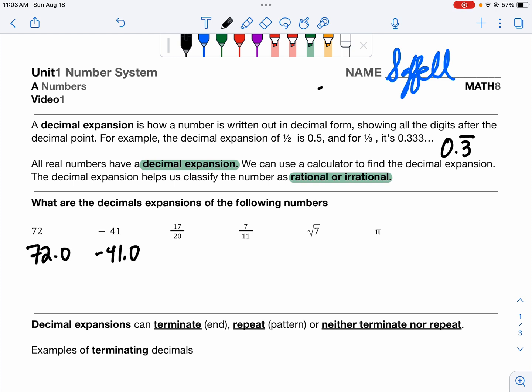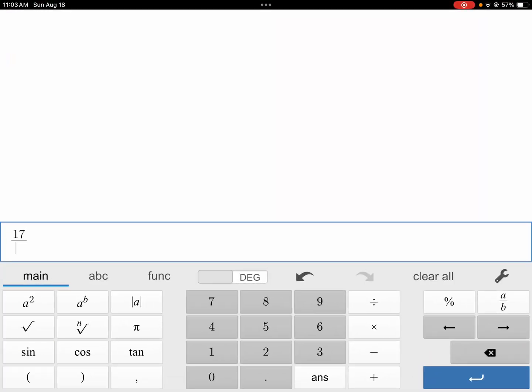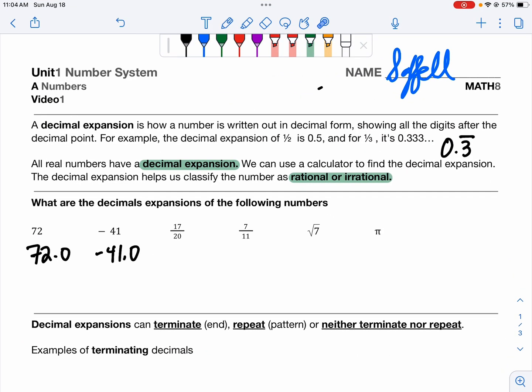So let's look at this next one, 17/20. This is where I'm going to switch over to my calculator, our beloved Desmos calculator. 17/20, we'll turn this into a decimal. On the right side, you can see the decimal expansion for the fraction. When we have a fraction and want to know the decimal expansion, we simply type it in and it gives it to us. So our decimal expansion for 17/20 is 0.85.